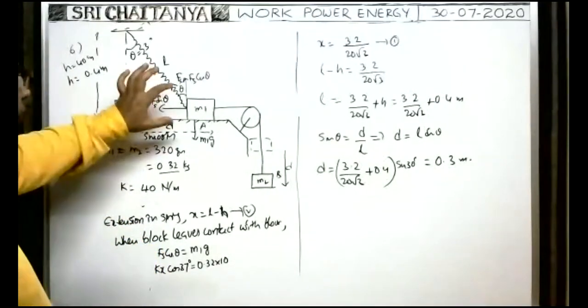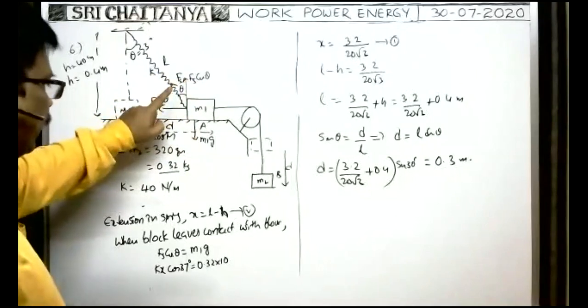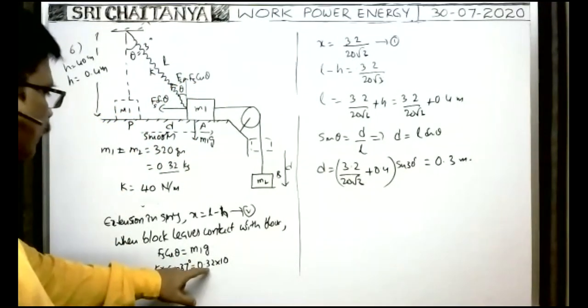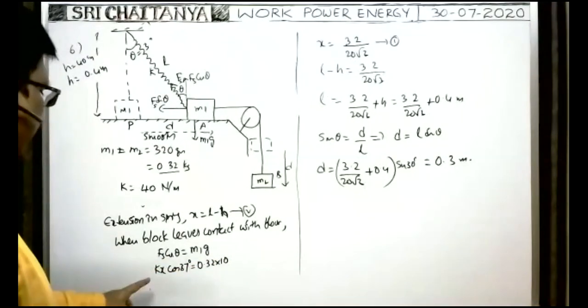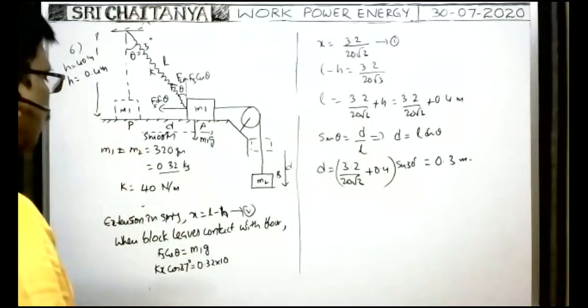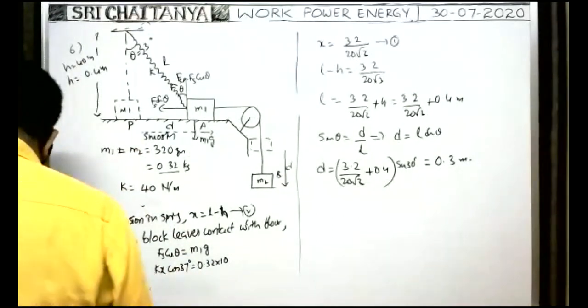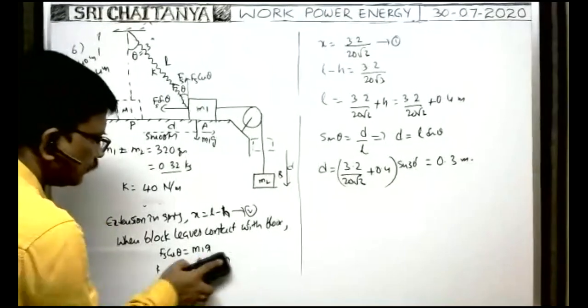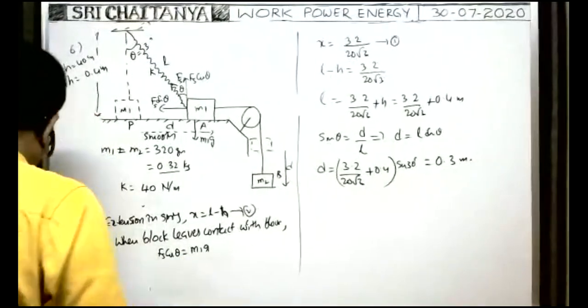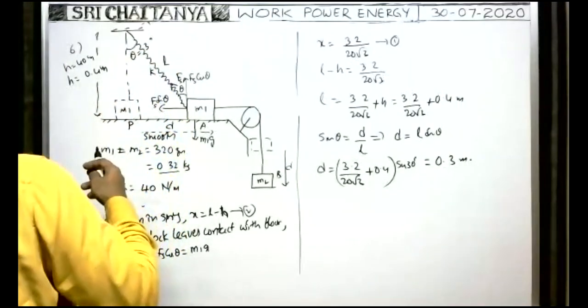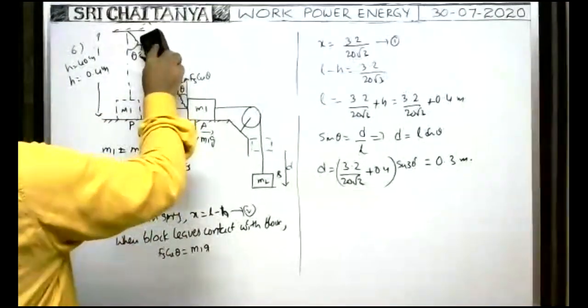Here you see, whenever the block is ready to leave, at that time kx cos theta is equal to 0.32 into 10. So what about the x value? Here we see this 37 is also not given actually. Of course, in the diagram it is drawn but not given. This 37 is also not given. We have to calculate.